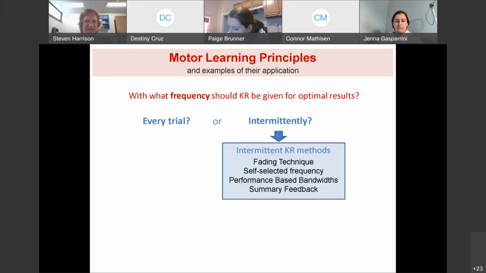And here's a list of 4 different methods that we'll be touching on over the next few slides that represent different types of techniques for providing feedback intermittently. I won't review them now because I'll be unpacking them in the context of the slides that we're going to be going through.